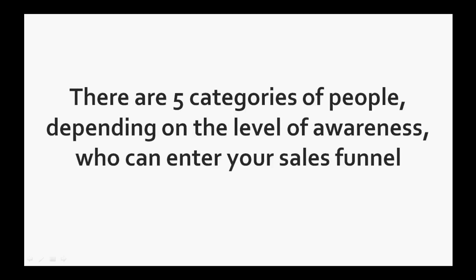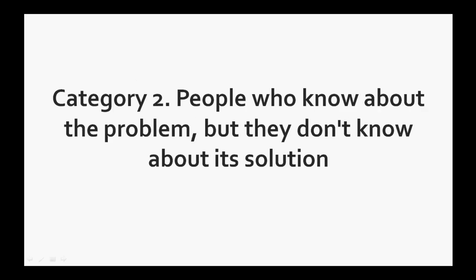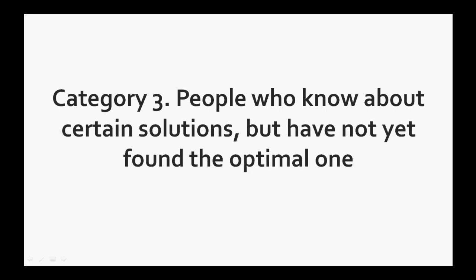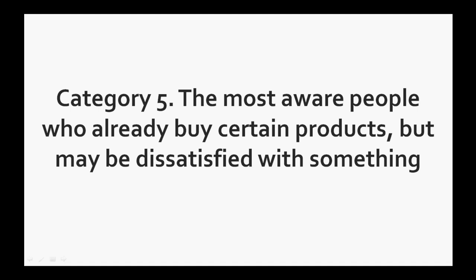So let's start. There are 5 categories of people, depending on the level of awareness, who can enter your sales funnel. Category 1. People who don't know about the problem that makes their lives difficult and that your product can solve. Category 2. People who know about the problem but they don't know about its solution. Category 3. People who know about certain solutions but have not yet found the optimal one. Category 4. People who know about solution products but have not yet chosen a specific product. Category 5. The most aware people who already buy certain products but may be dissatisfied with something.